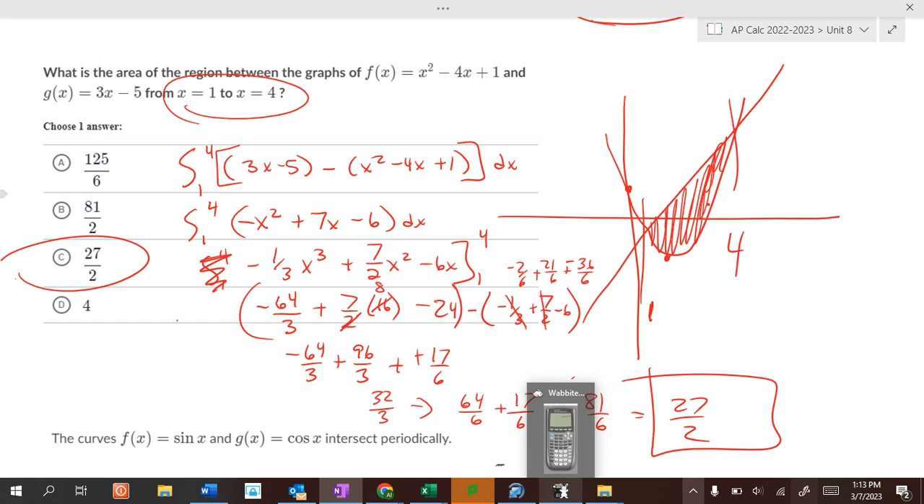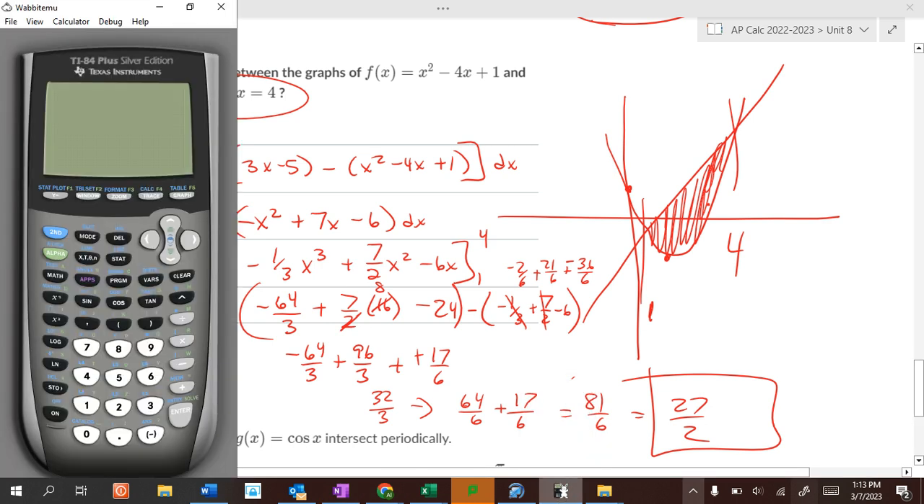So what did we do on the calculator? Well, we graph them both on the calculator. You could use the integral button and type that all in, yes. Or you can graph them. So let's look at the two graphs. We have x squared minus 4x plus 1.